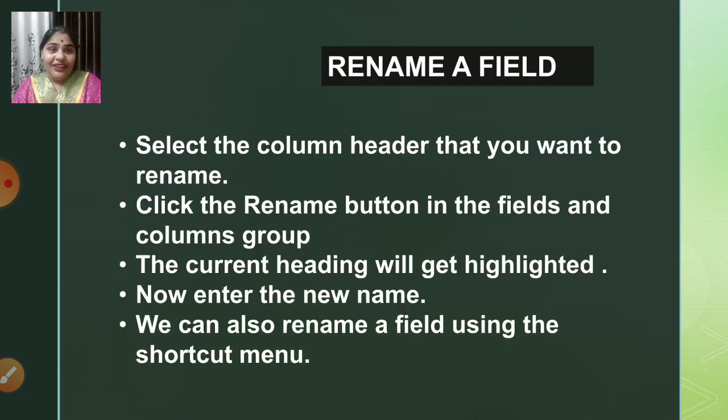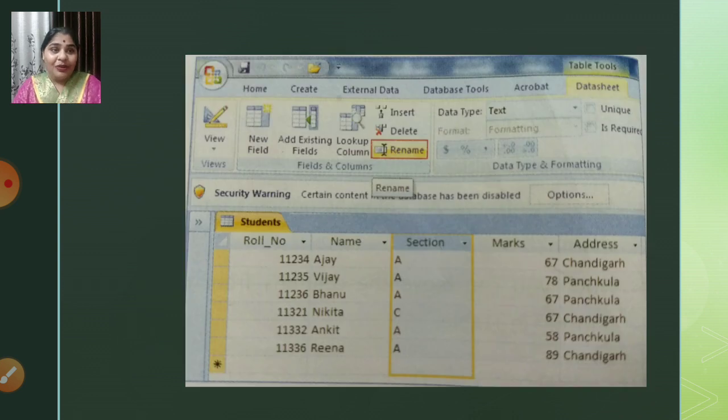Okay, and otherwise, children, you can go to the Datasheet tab. In that you should go to the Fields and Columns group, and there it will be the Rename option. So through the ribbon you can go to the Datasheet tab, in the Fields and Columns group. I have taught you what is the ribbon, what are tabs, what are different groups, and the different options in them, right? So these are the two methods how you can rename your column headings. I hope this is clear.